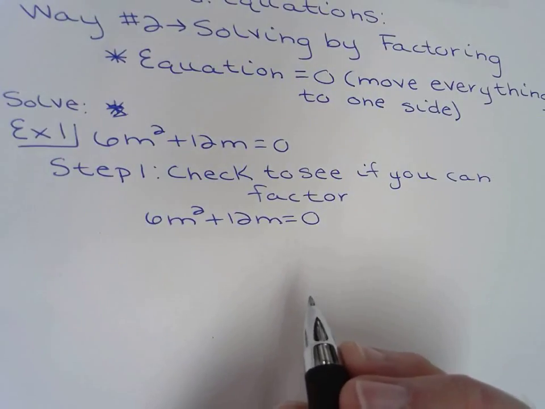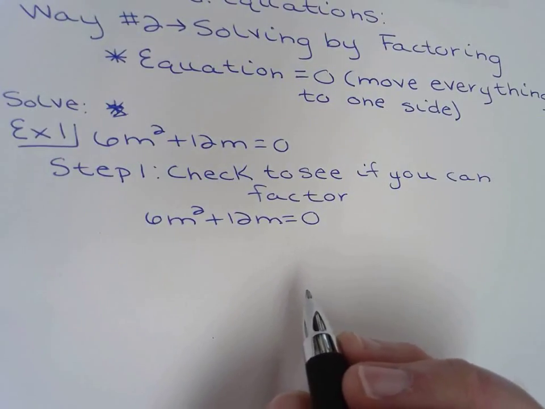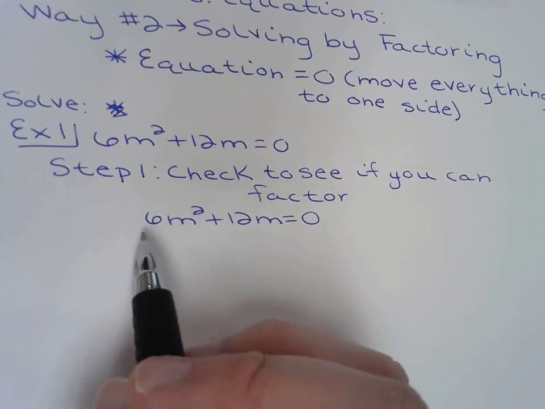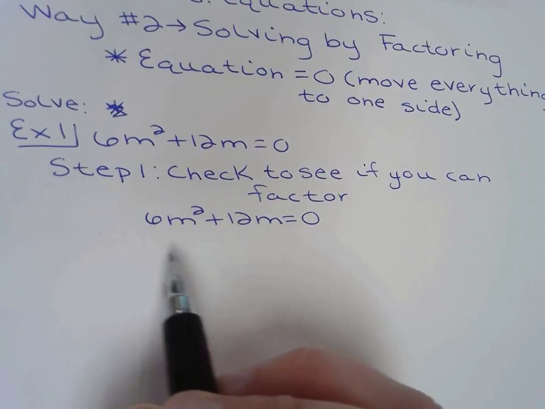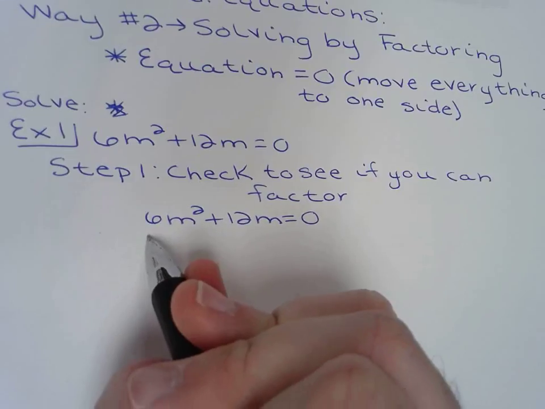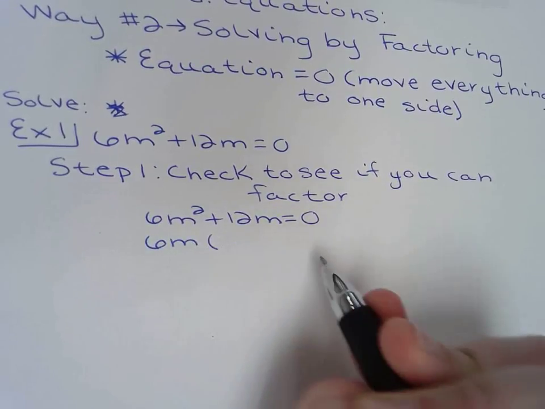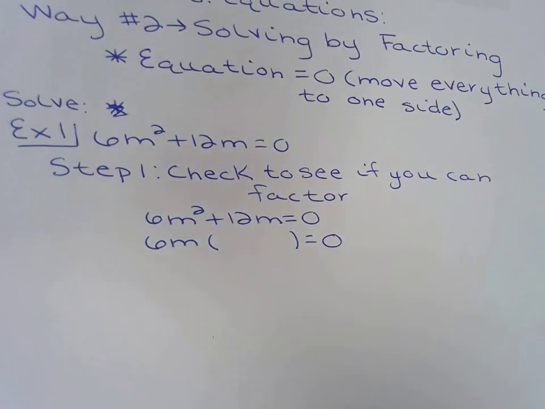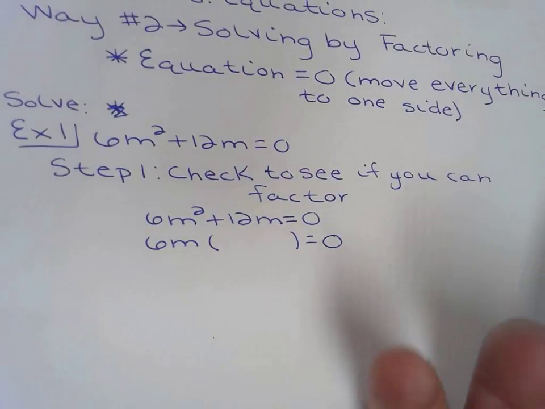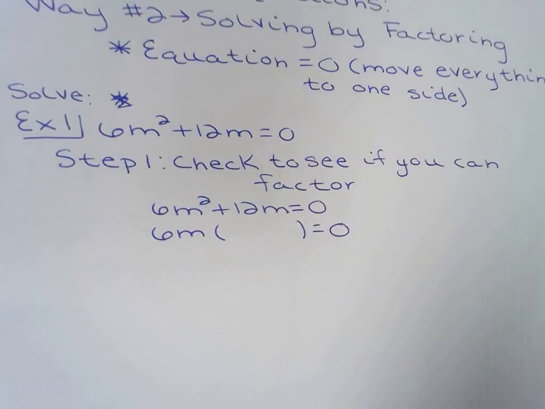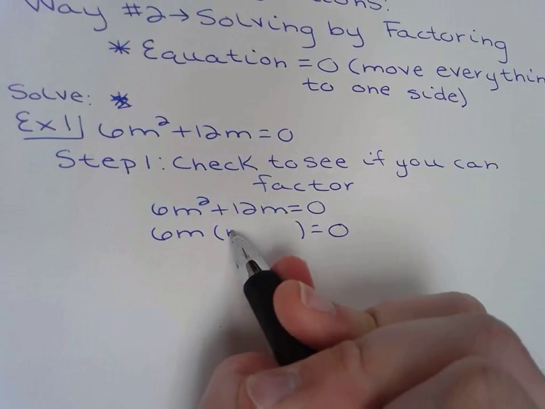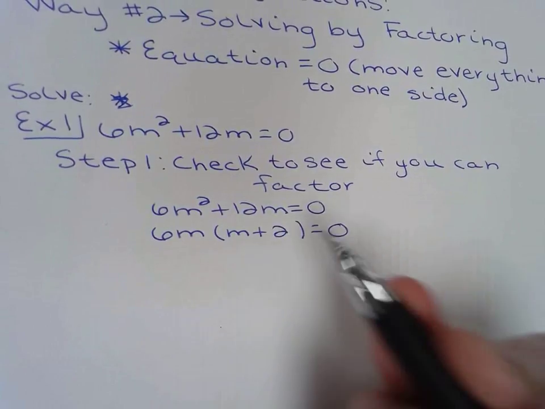If I want to factor something, I always look for what first? GCF, thank you. So is there a GCF for the left side? Yes. What is it? 6m. So this is why factoring is nice, because factoring allows you to solve these types of equations. It's another resource to allow you to solve these types of equations. So if I take out a 6m, what do I have left? m plus 2.